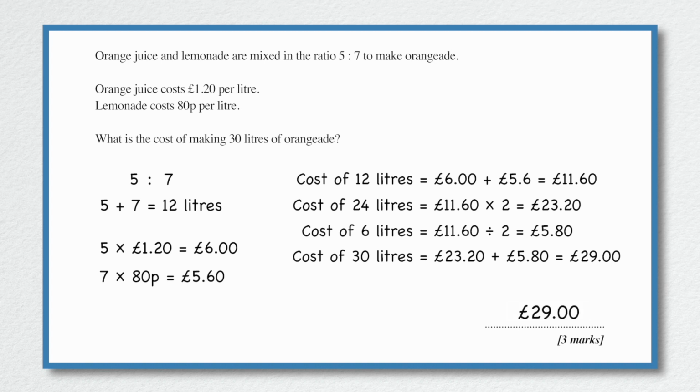Working out the cost of 12 litres will give you 1 mark, and then there's 2 marks for working out the cost of 30 litres. You might have worked this out slightly differently, but as long as you get the right answer, that's the key thing.